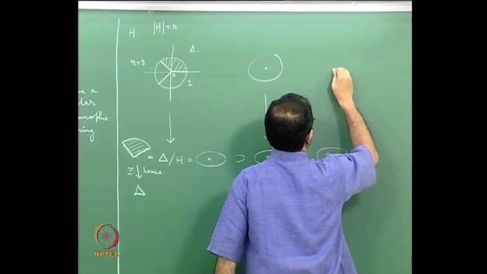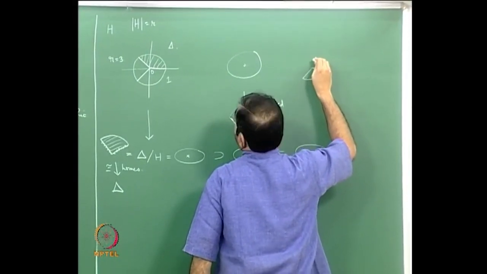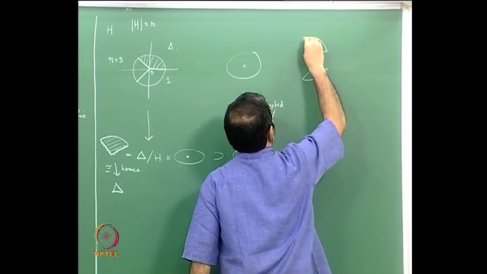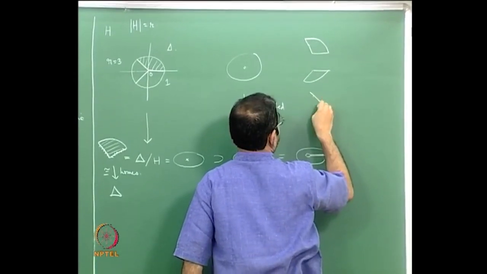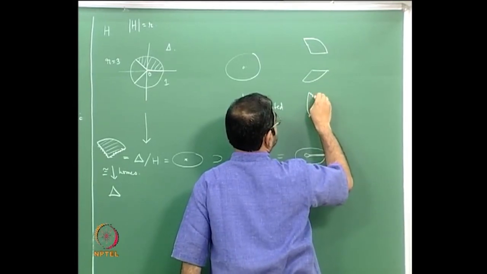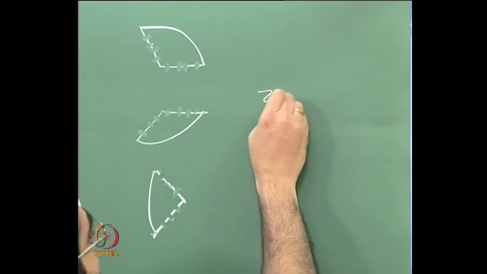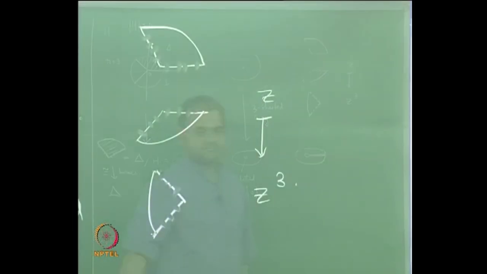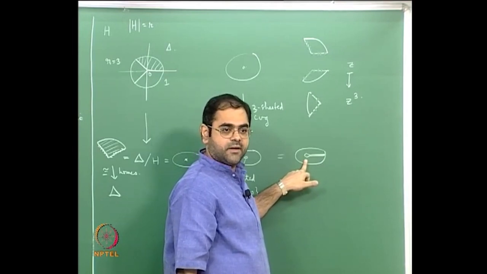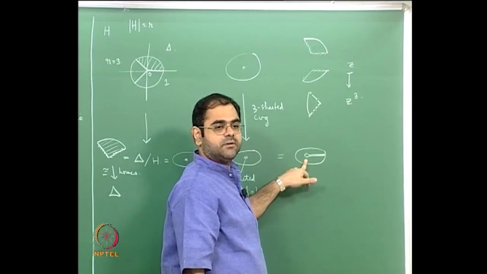You can easily see that I can get these 3 as the 3 sheets of the cover, and you can at least guess this. These radii are not included. And of course I am also drawing the circumference of the circle, that is also not included, because I am taking only the open disk. So you see these are the 3 sheets of the cover, and what is the covering map? It is simply the map z going to z cube that maps each of these 3 sectors holomorphically onto this slit open disk. So you see that gives you the clue.